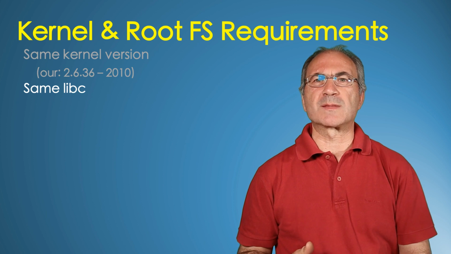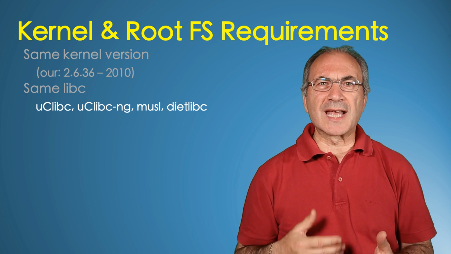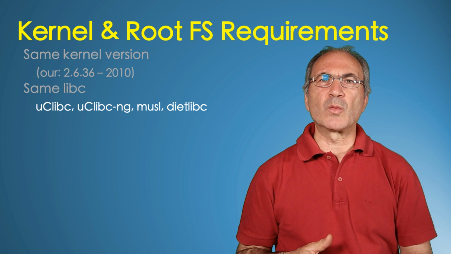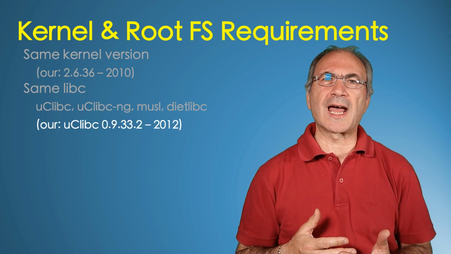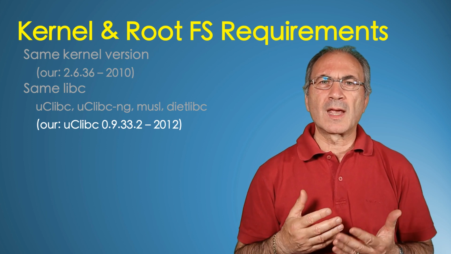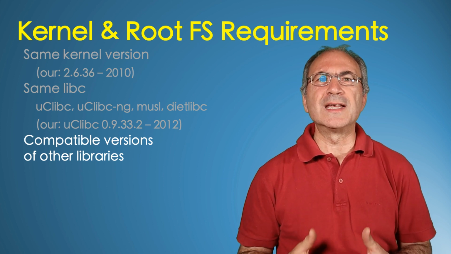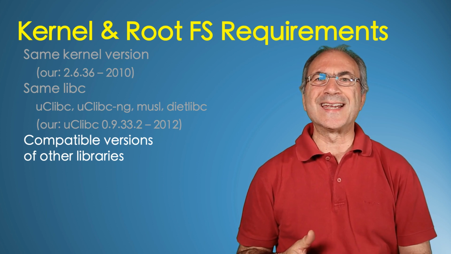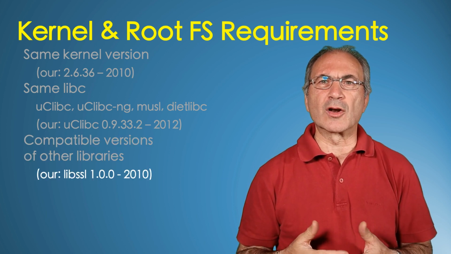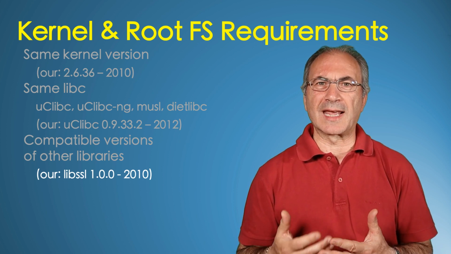Some of the more popular specialized libc implementations are uClibc, uClibc-ng, musl, dietlibc and some others. In our sample router, we have uClibc version 0.9.33.2 that was released in 2012. We need also the same or compatible versions of libraries used in the executable binaries we are interested in. In our case, we have libssl 1.0.0, part of the OpenSSL package that was released in 2010.